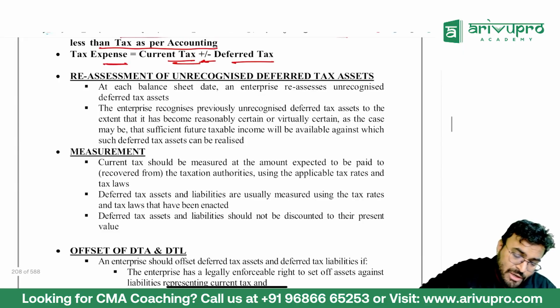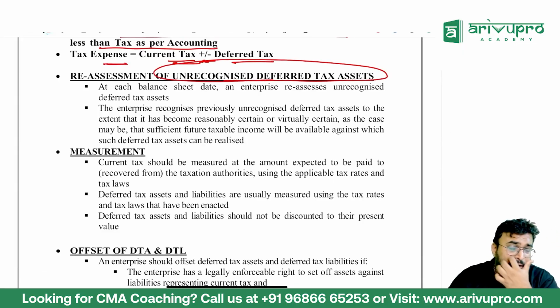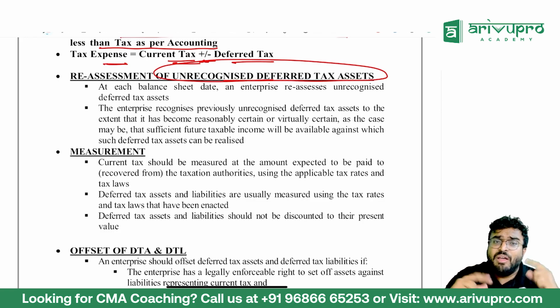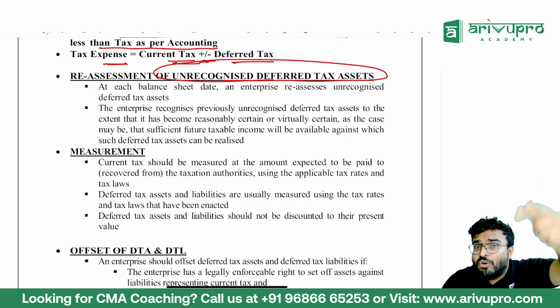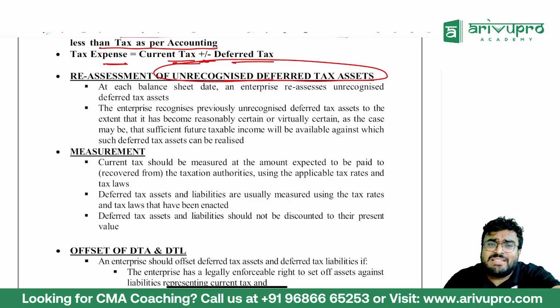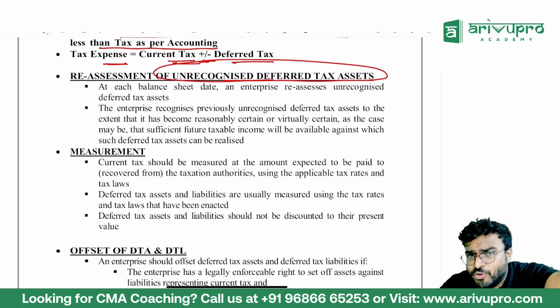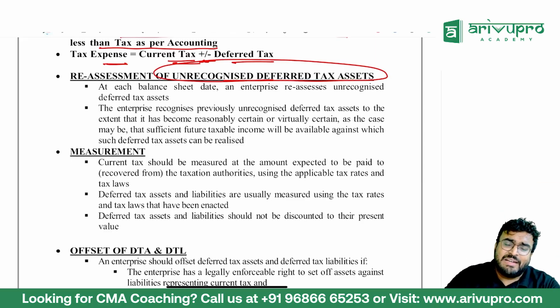Now, reassessment of unrecognized deferred tax asset. Sometimes what happens, we will not recognize a deferred tax asset if we are not sure we are going to get income in the future. But if we have not recognized it today, every year we will reassess the situation. We will see, in future, are we going to get some income? If we get some income, that time this deferred tax asset can be set off. So only if it is probable that taxable income will be there in the future, deferred tax asset is going to be created. Otherwise, you are not going to create it.